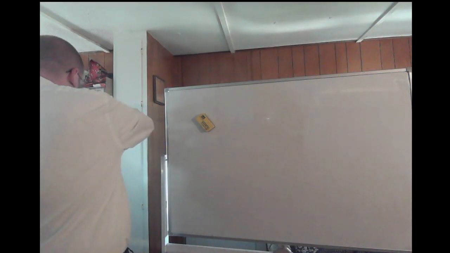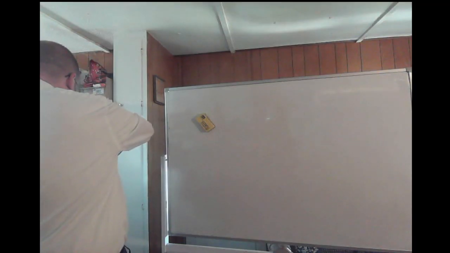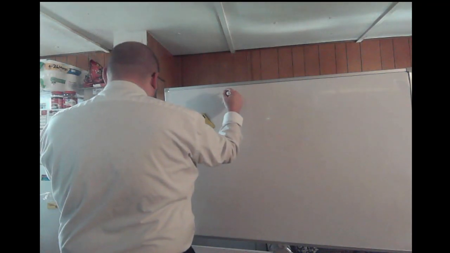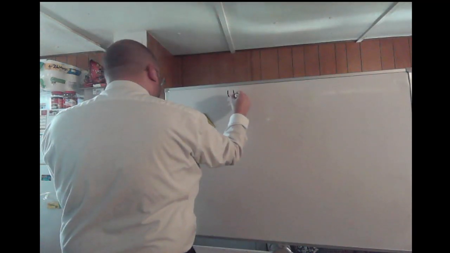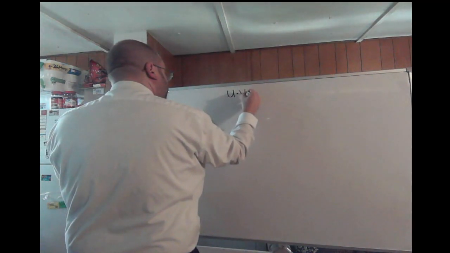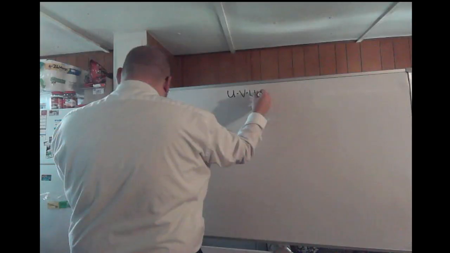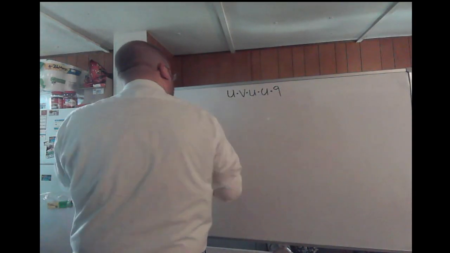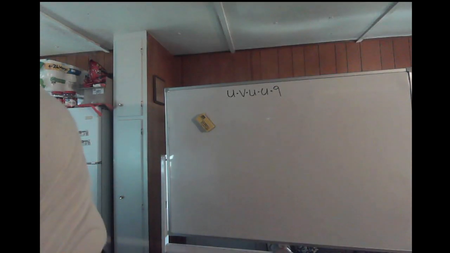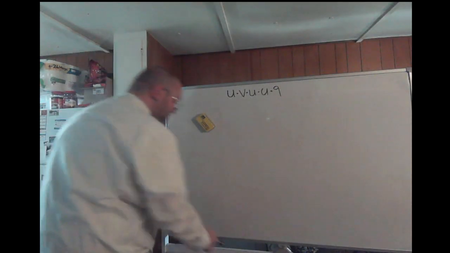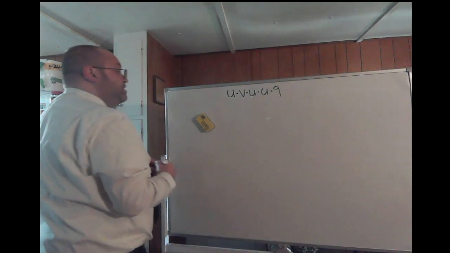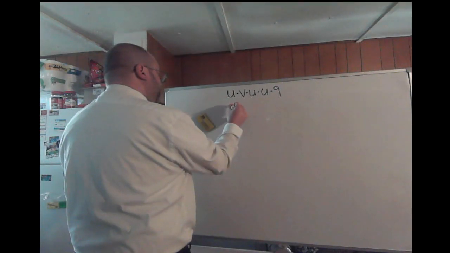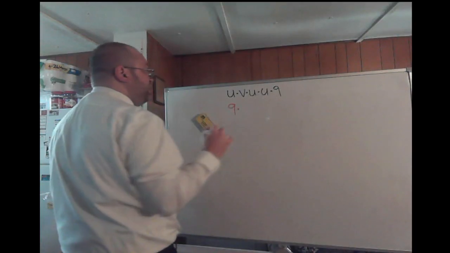I got about 5 more examples, then we'll be done. So we got u times v times u times u times 9. Well, let's single out the constant first. We'll make that 9 part of our multiplication.